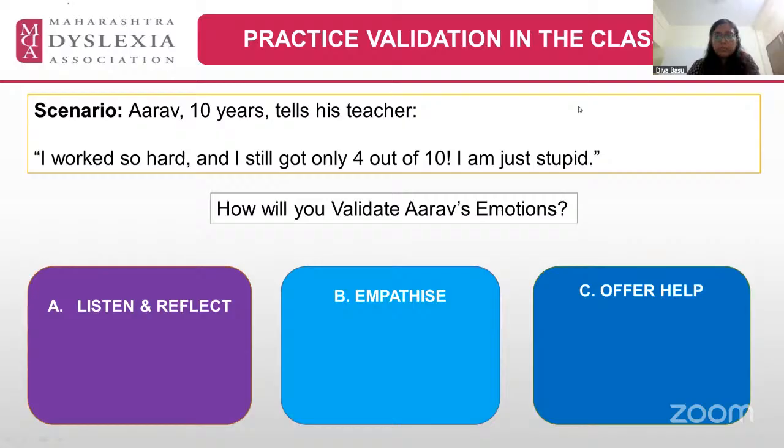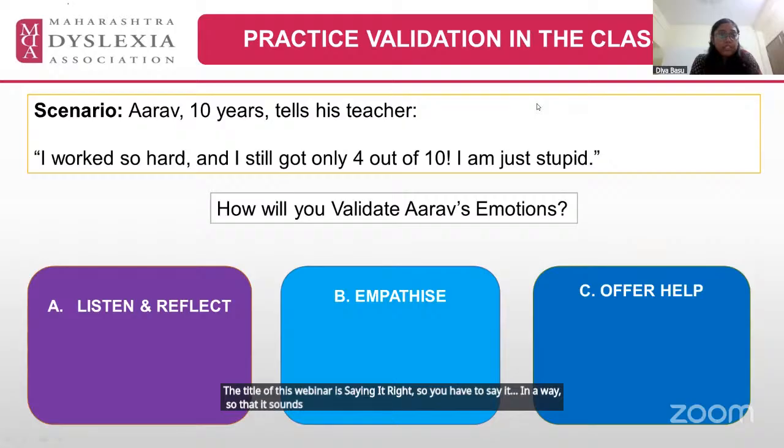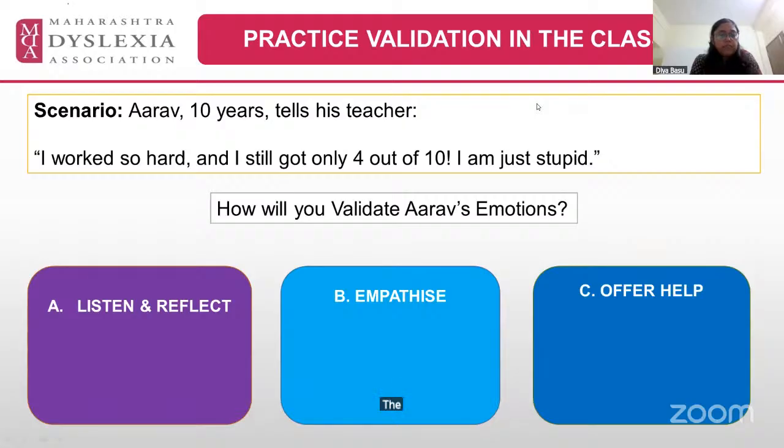Okay, I've got a response. Jagruti Ahira, I will listen and offer help. But exactly what are you going to say? So the title of this webinar is saying it right. So you have to say it in a way so that it sounds like you have heard the child, you're reflecting, you're mirroring the emotions, you're empathizing and you're offering help. So what are you going to say? Jagruti, think about it.